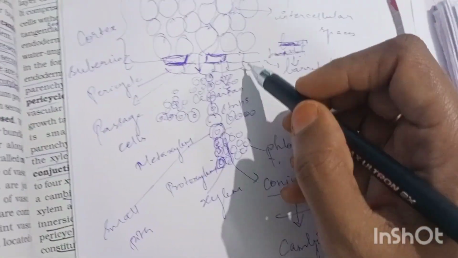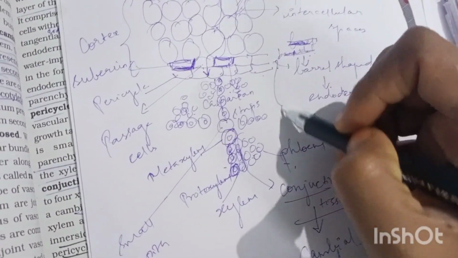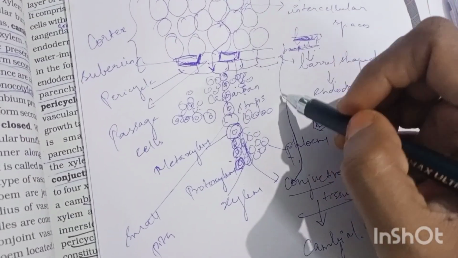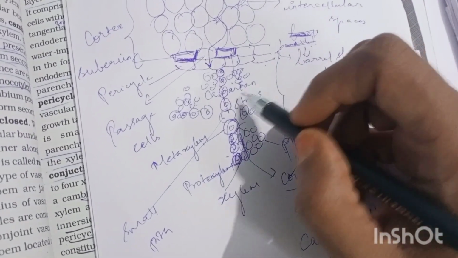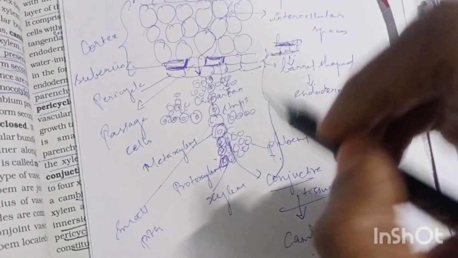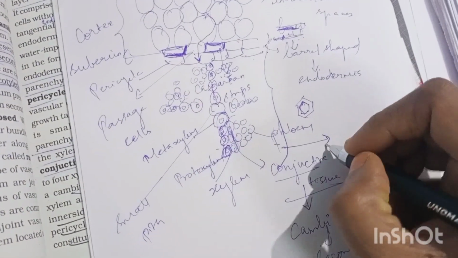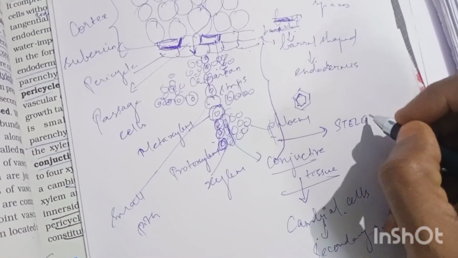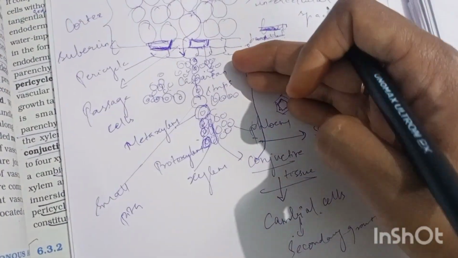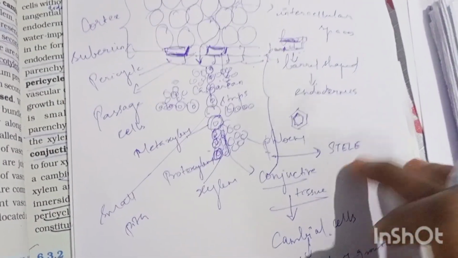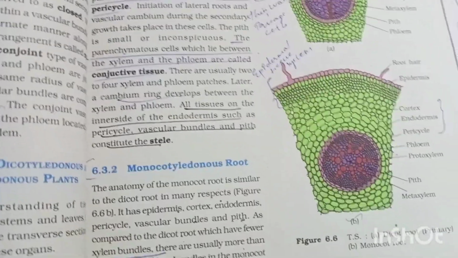All the tissues below the endodermis, so pericycle, vascular bundles, and pith, are collectively known by a special term, stele. So this is what is about dicot root.